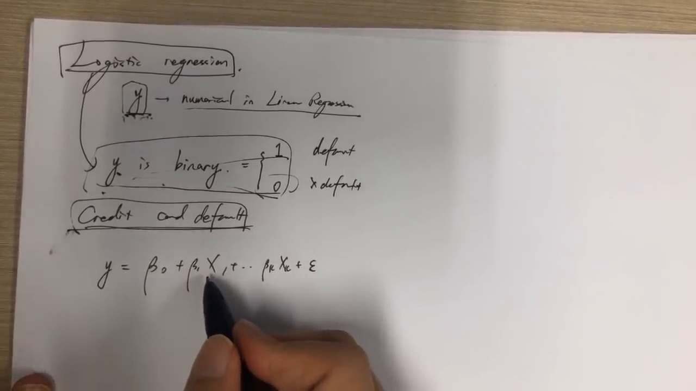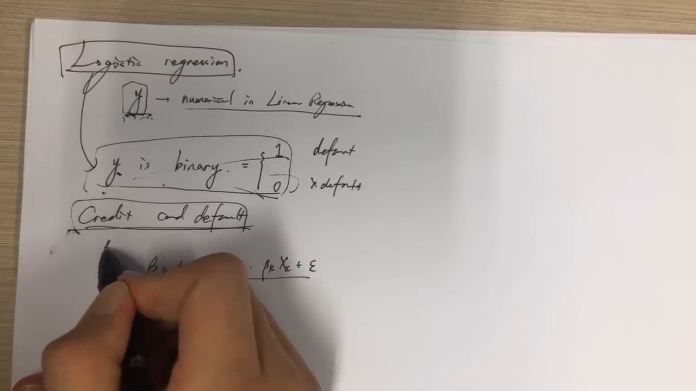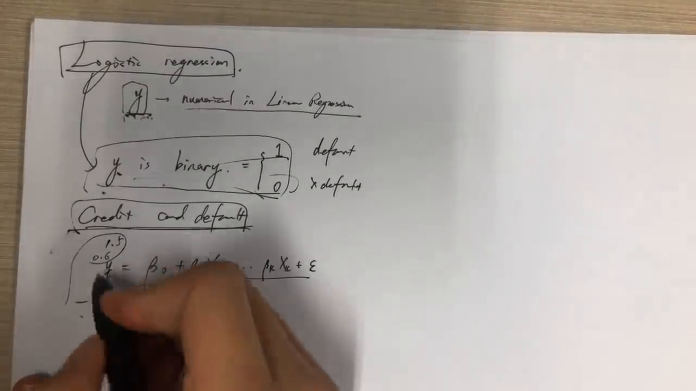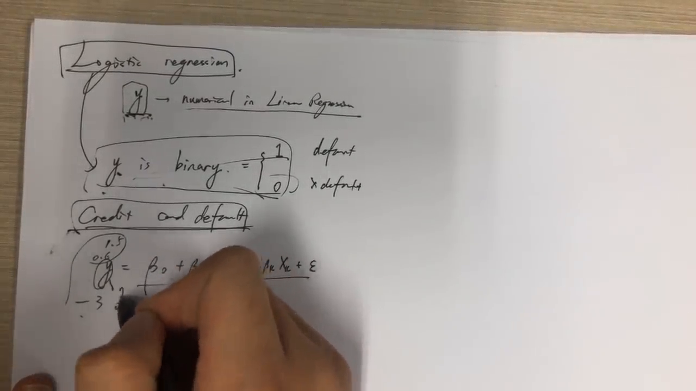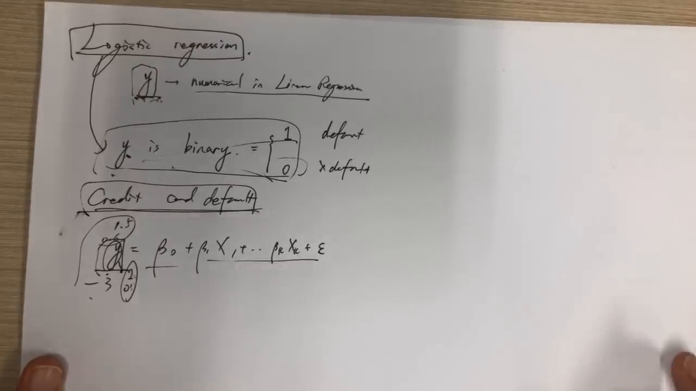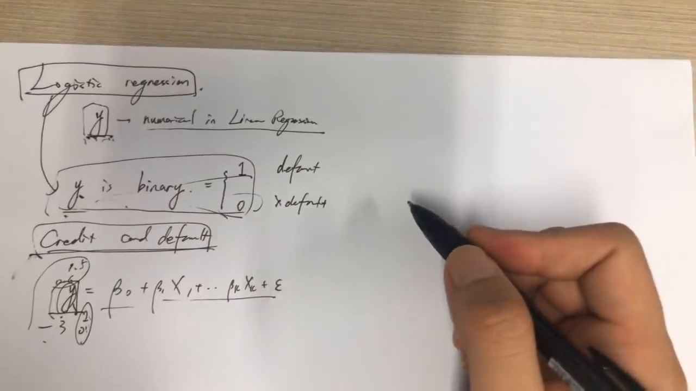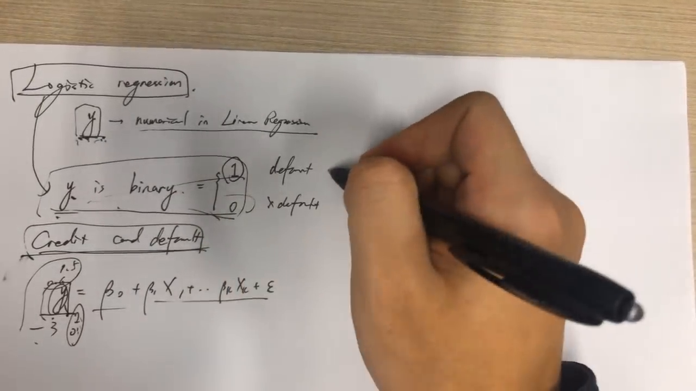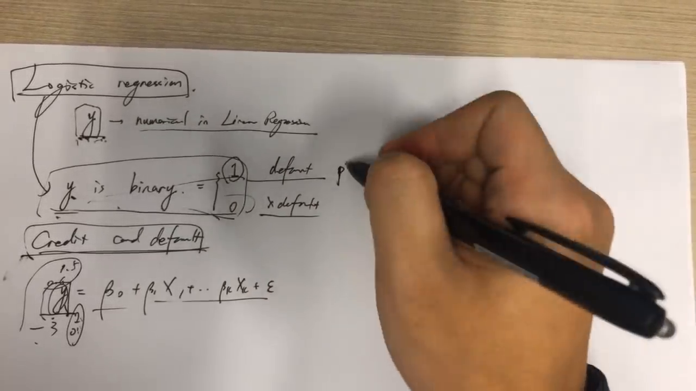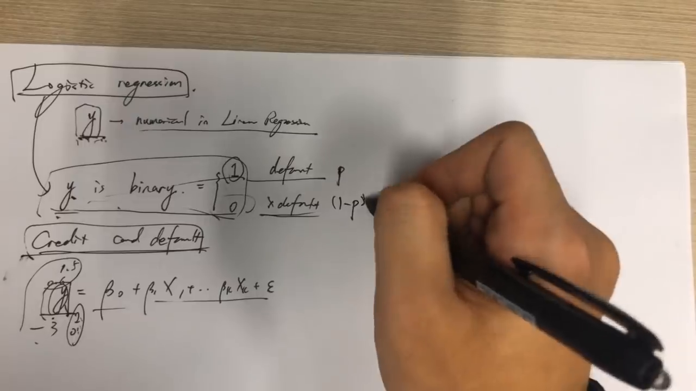Not really, because it's very easy to predict a y to be like 1.5 or 0.6 or -3. So it doesn't make sense because y's values are just 0 and 1s. Therefore, we cannot directly use the 0 and 1, right? So instead of using y directly, we use the probability of default and the probability of not default, okay? So this is the probability, and this is going to be 1 minus the probability, or Q, right?